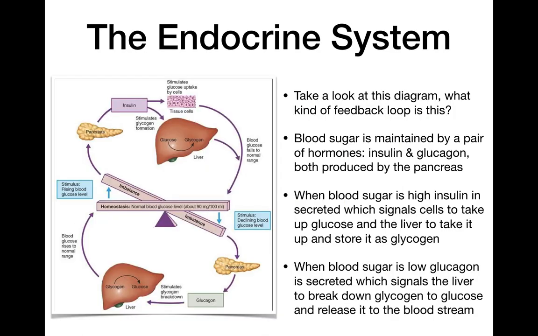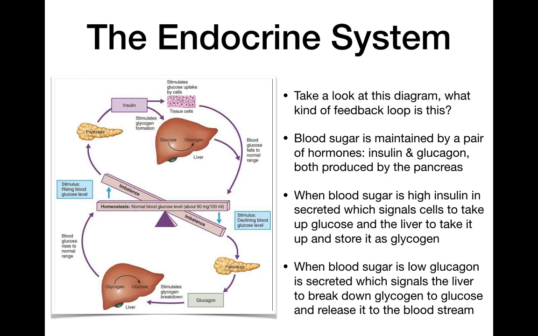Okay. So here's this example, it's a little more detail. So here's a feedback loop. What kind of feedback loop is this for the endocrine system? Well, if you're noticing it going above and below, it's got to be a negative feedback loop. So blood sugar is maintained by not only insulin, but also glucagon. These two hormones both work together to regulate blood sugar, which makes sense. One signal is for high blood sugar, one signal is for low blood sugar, and they're both produced by the pancreas, by different cells in the pancreas, but both from the same gland, same organ.